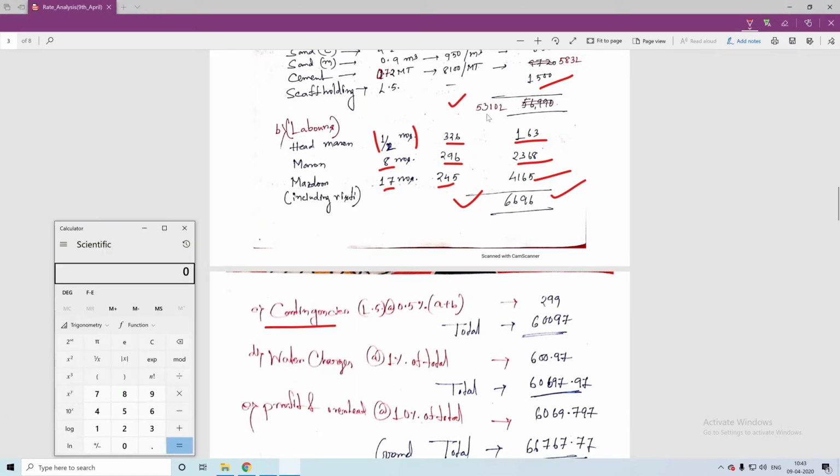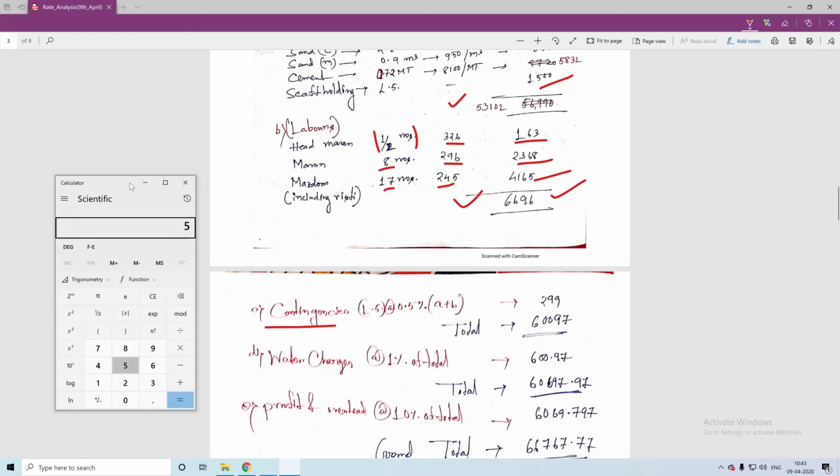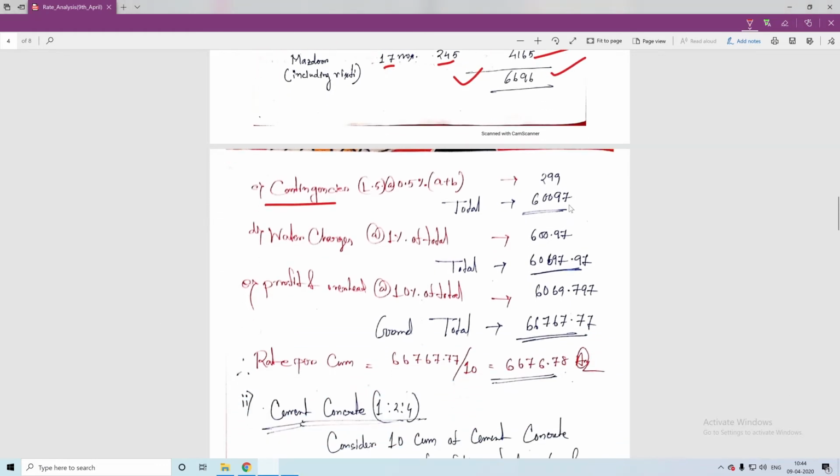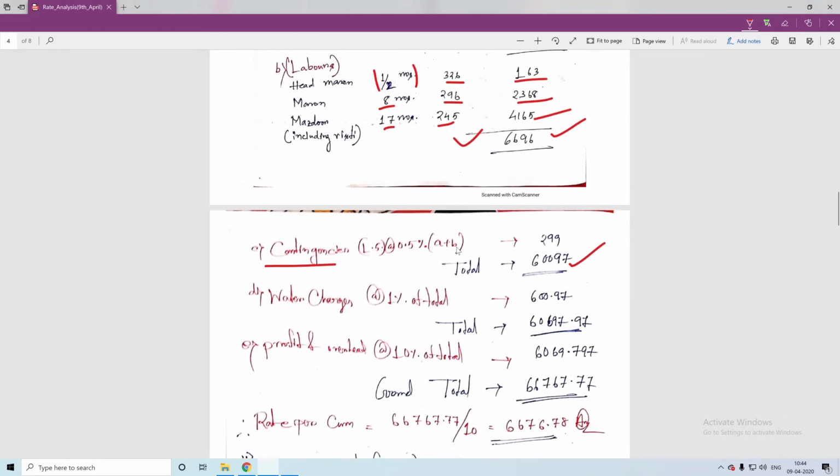Look, this is 53,102 plus 6696, and 0.5% of this, that means into 0.5 divided by 100. Look, 298.99, so I am considering here 299. So it is okay, I hope. So this is the total value. Just A plus B plus this one, you will get this value.